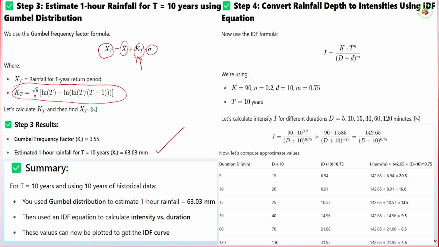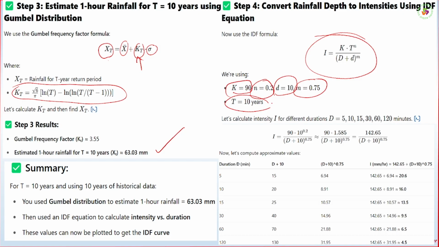That is the first step, the Gumbel distribution, how we have used it. Then afterwards, convert the rainfall depth into intensities using the IDF equation. This IDF equation we just did: i = K T^n / (D + d)^m. The K value they will give, the n value and the m value also they should give. So K, m, n. m and n are the exponents, K is the empirical constant, and d is, as I mentioned, something you can choose, but it should be very small, nearer to 0. So we have taken d equal to 10 minutes.